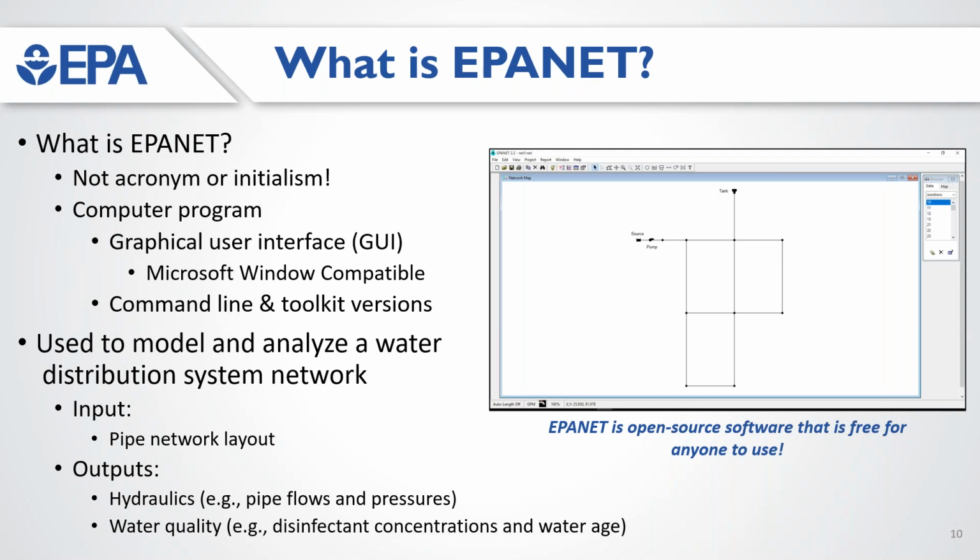EPANET is used to model and analyze a drinking water distribution system. The input for EPANET is a drinking water distribution system model, so the pipe layout that you might be getting from a GIS system, and the outputs could be the hydraulic and water quality parameters that provide information on the status of the drinking water distribution systems. For instance, the pipe flows, or the pressures in these pipes, and water quality such as the disinfectant concentrations or the water age. EPANET is an open source software that is free to use. Today's talk is going to focus on the GUI version of the software. Next slide, please.